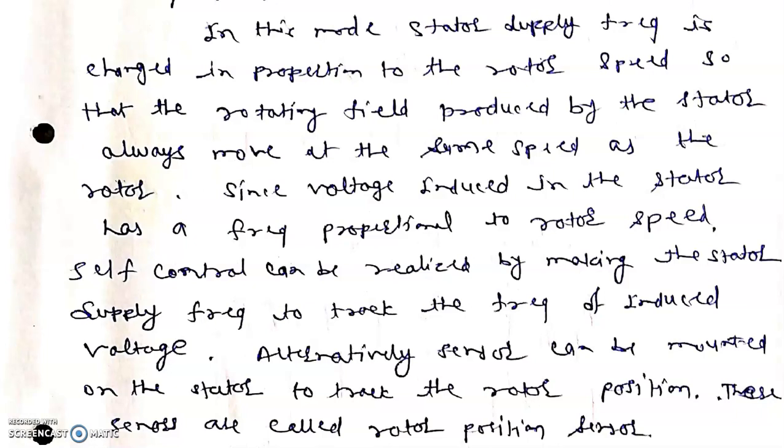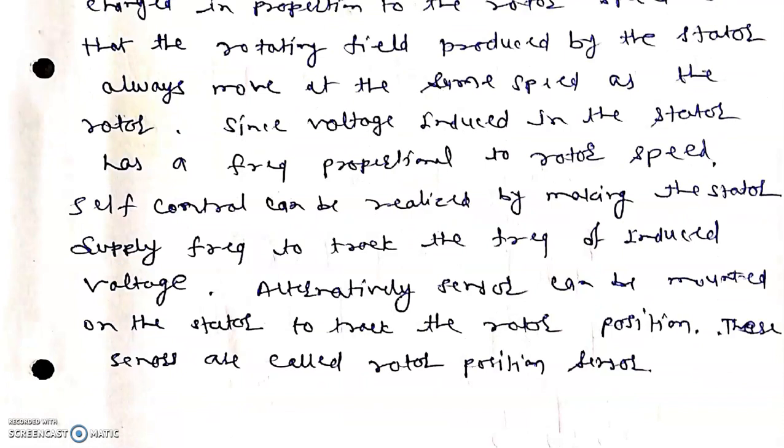Since voltage induced in the stator has a frequency proportional to rotor speed, self-control can be realized by making the stator supply frequency track the frequency of the induced voltage. Alternatively, sensors can be mounted on the stator to track the rotor position. These sensors are called rotor position sensors. By using these sensors, we track the change in speed and we change the frequency of the stator using this method.